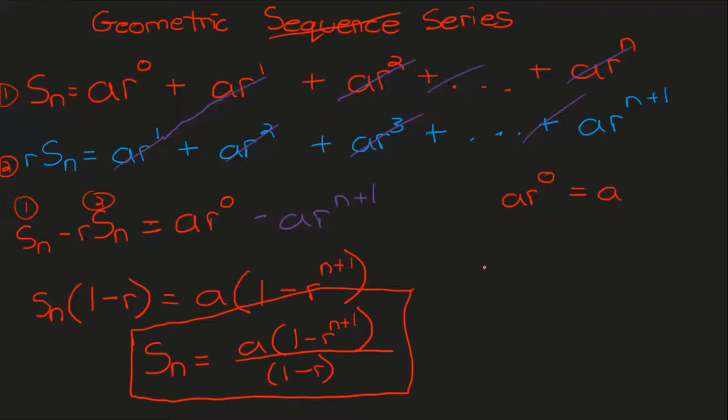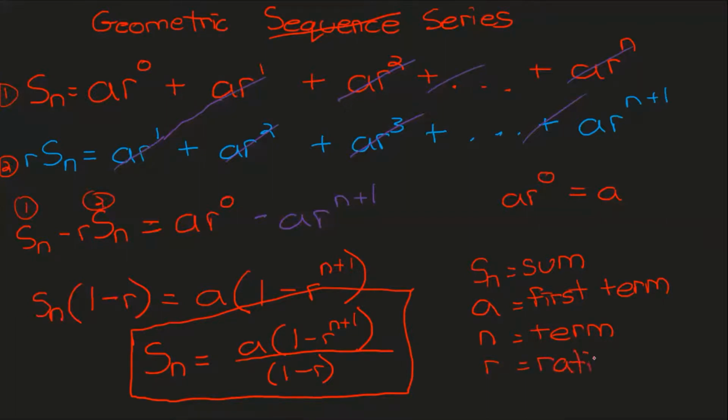Nothing changes. S sub n is simply the sum. A is our first term. N is our term that we're summing to. And r is our common ratio. So let's go through a few examples on using this formula.